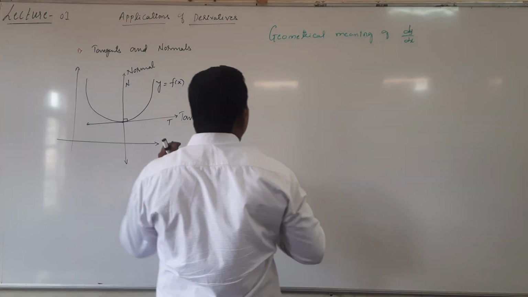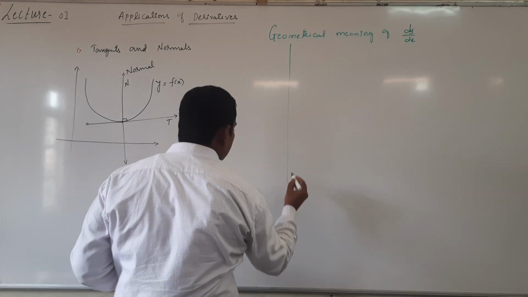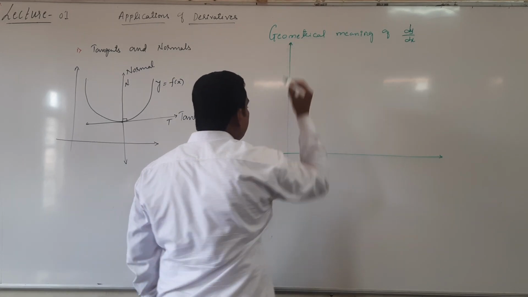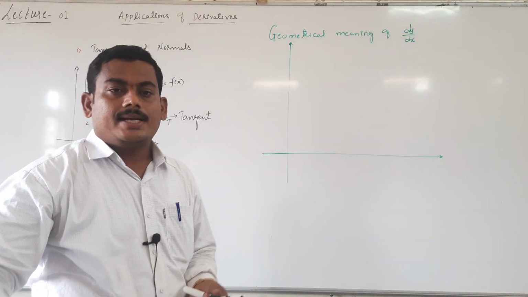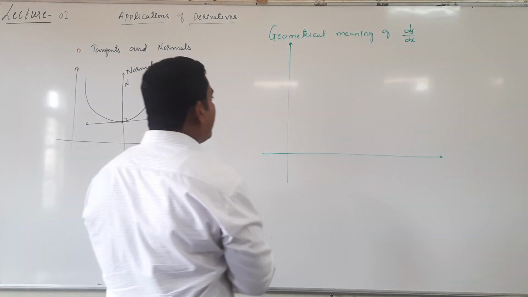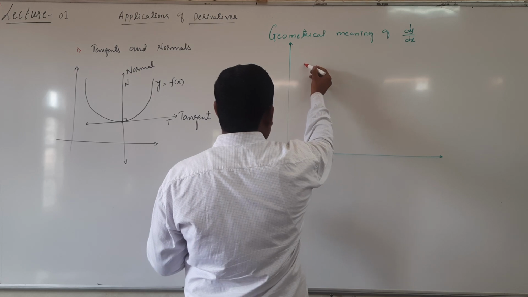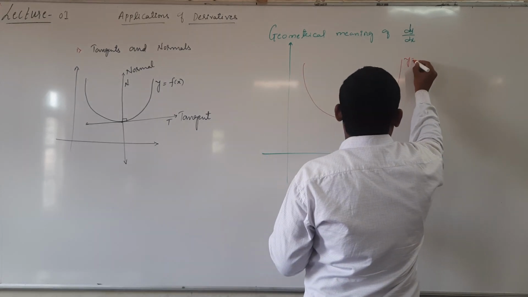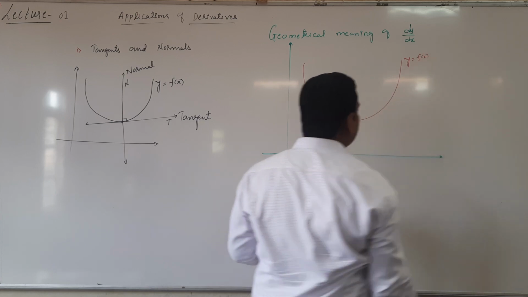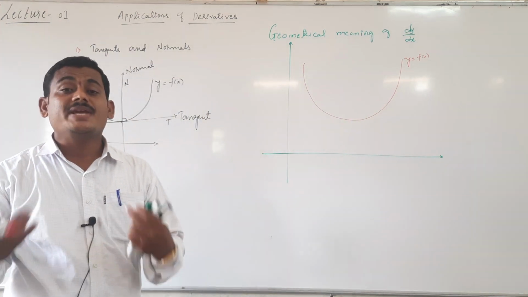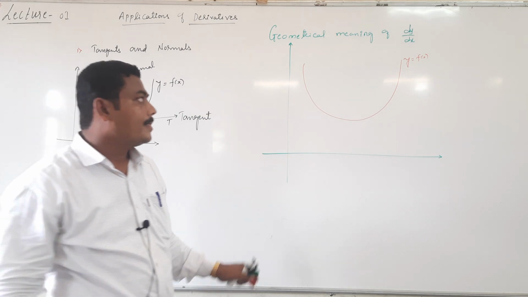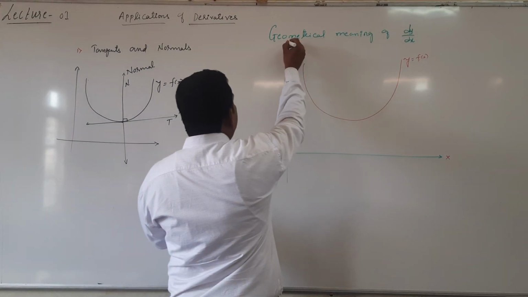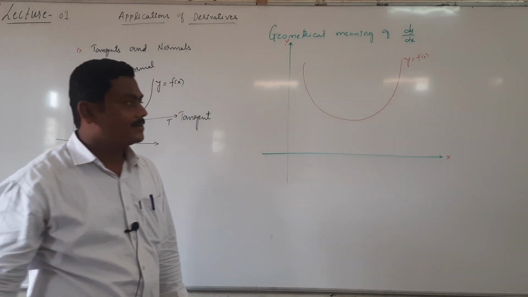Just consider a 2D plane. Take any curve y equal to f of x. What is the meaning of dy by dx? Geometrical meaning of dy by dx: this is the x axis and this is the y axis.